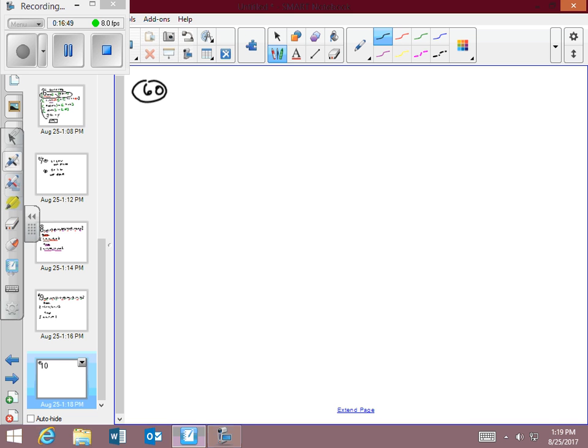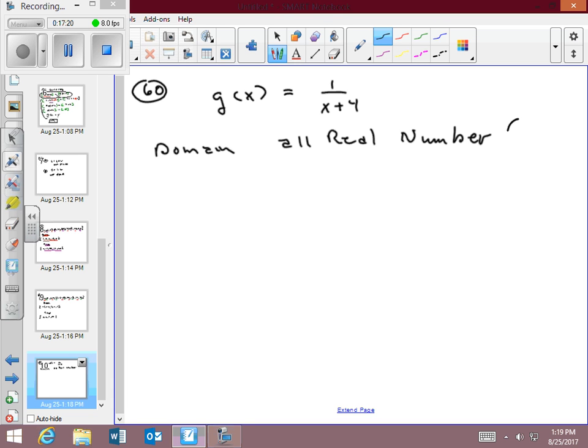So you would have a fraction, and number 60 exemplifies this. g of x equals 1 over x plus 4. Now, first of all, the domain is always defined as all real numbers. x is an element of the reals. That's the way you put it.